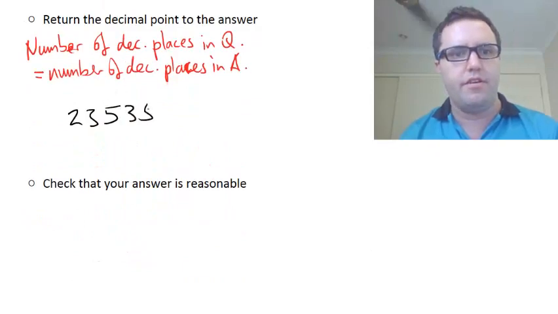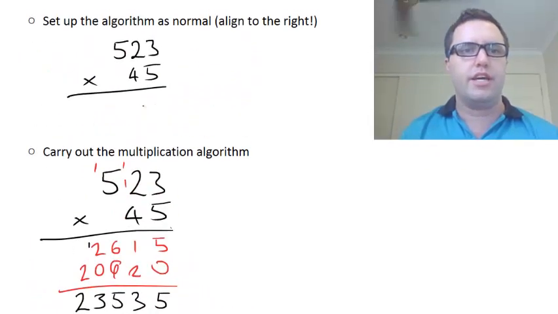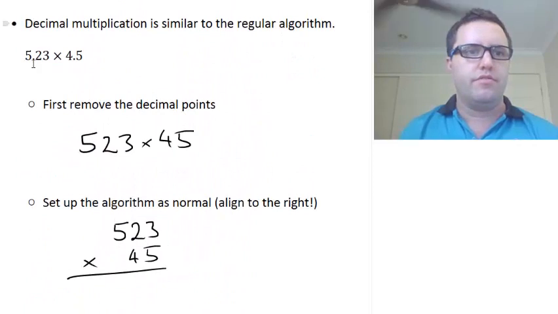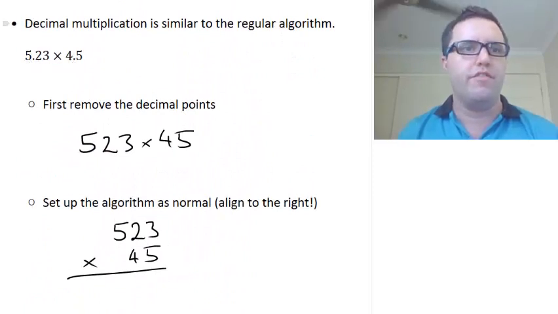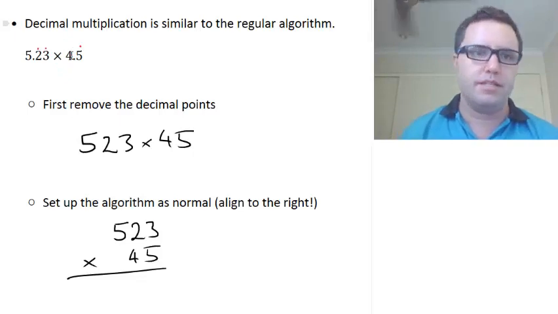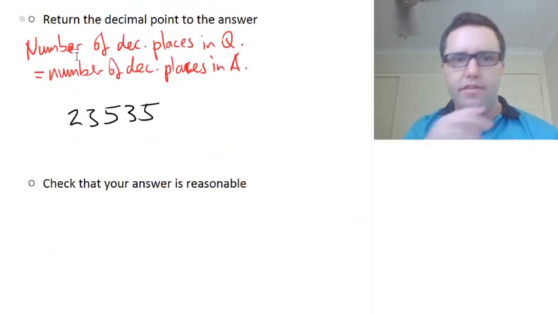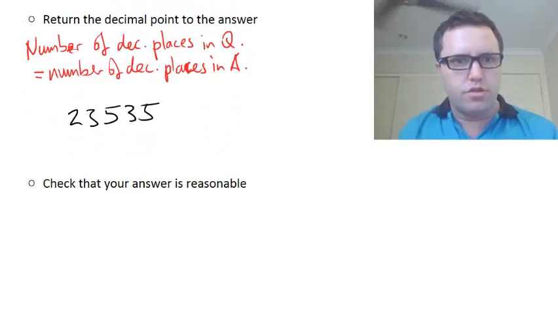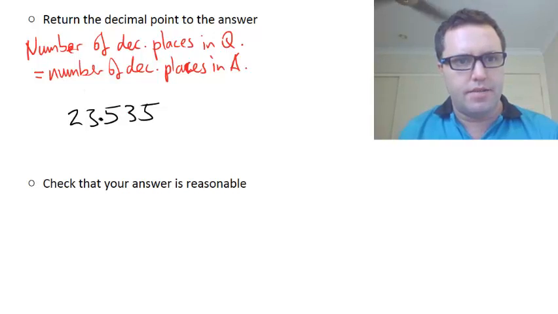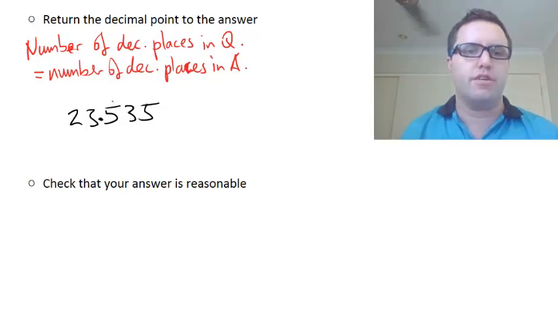Now, let's look at our question again. We had 5.23 times 4.5. There are 1, 2, 3 decimal places in this one. So that means that in our answer, we need to have 1, 2, 3 decimal places. Okay, so there were 3 in the question, so there's 3 in the answer.